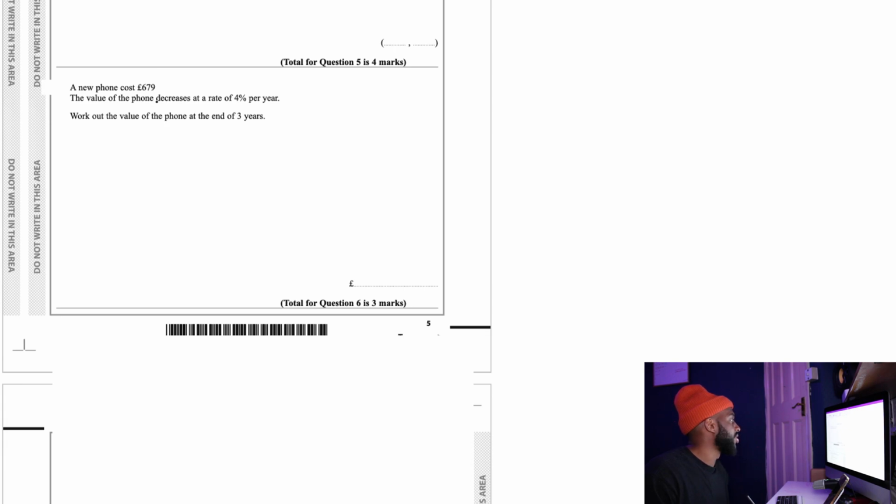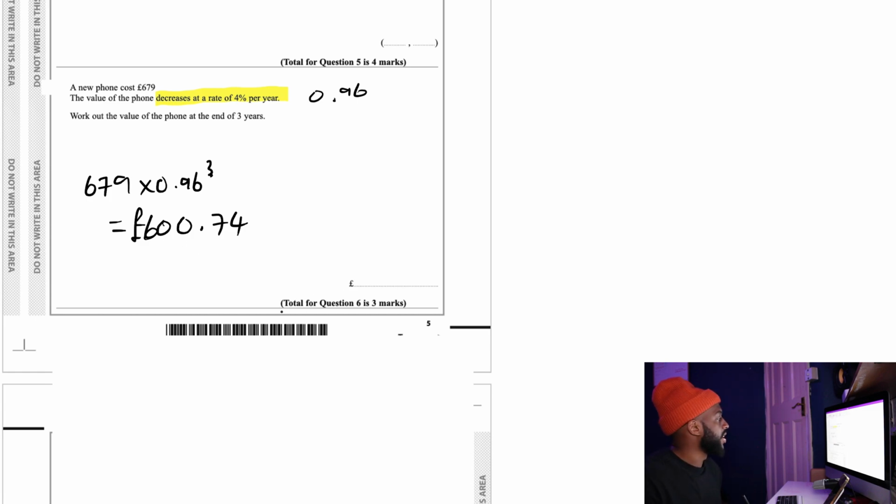Okay, so in this question, we're going to be looking at percentages. A new phone costs $679. The value of the phone decreases at a rate of 4% per year. Work out the value of the phone at the end of 3 years. So in this question, we're going to use multipliers. If something's decreasing at 4%, our multiplier is going to be 0.96. So we do 679 times 0.96. That's for 3 years, so we put it to the power of 3, and we see what that equals. That gives us 600.74, and that's our answer.